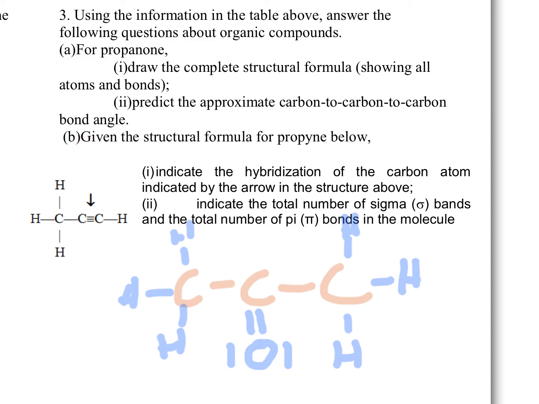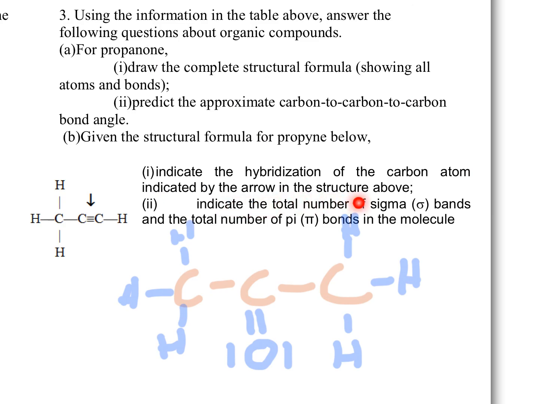Part B, given the structural formula, now aren't they nice? They go and give you the whole compound. They drew it all out for you. Part I, indicate the hybridization of the carbon atom indicated by the arrow. Now my arrow went off a little bit when I printed this, so it can be pointing to either one, though, and it still gives the same hybridization. The hybridization on either carbon, they both have only 2 domains, 1 in the single bond, 1 in the triple. 2 domains can only be linear, can only be sp. So my hybridization would be sp.